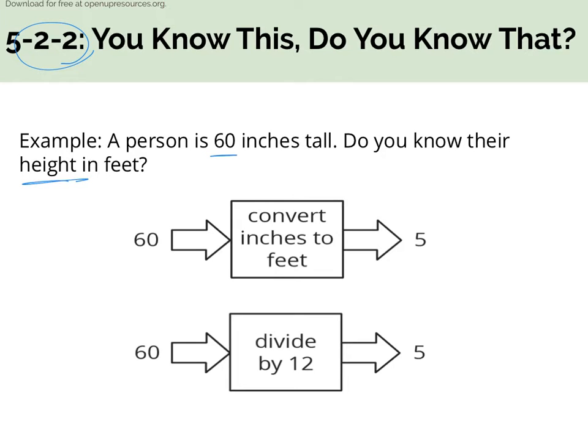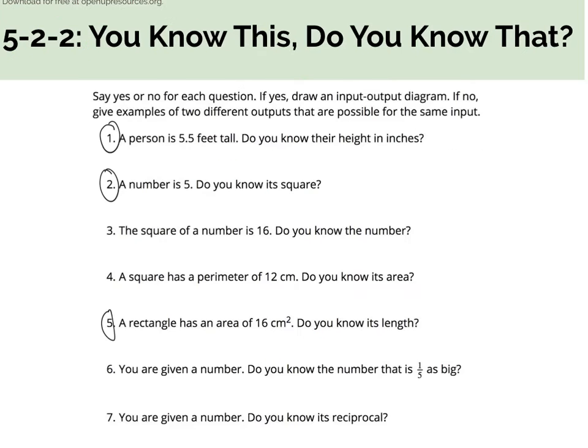So here's 2 different ways you could think about this rule. We're going to start with an input of 60. And we have to convert inches to feet, and we could see that that's going to be the same as 5 feet. Mathematically, what we're doing, the rule is to divide by 12. So our job right now is to figure out what is the rule that we're going to be using.